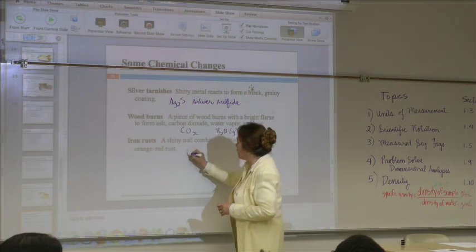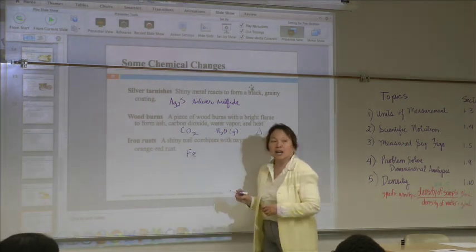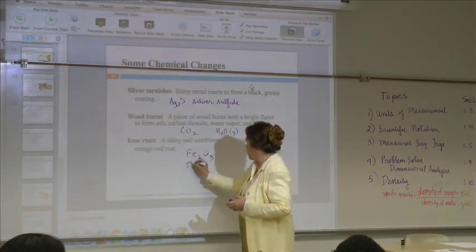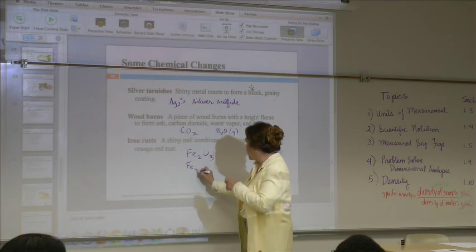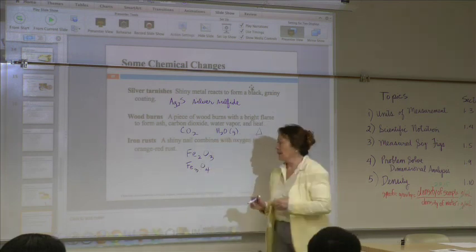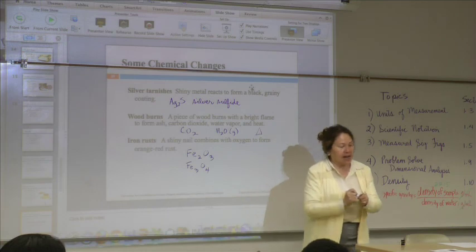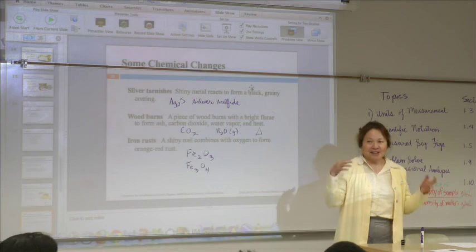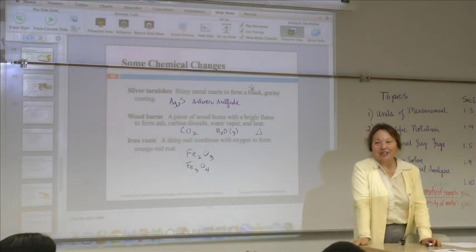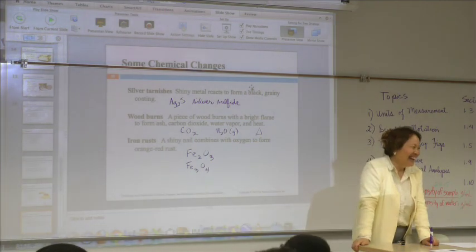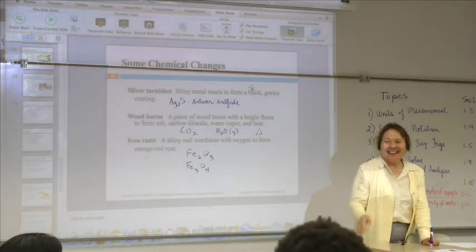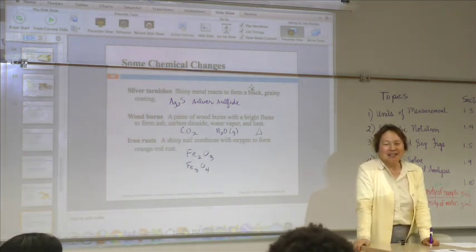Iron rusts. What's iron? It's Fe, right? What's iron when it rusts? It becomes Fe2O3 or Fe3O4, or different types of iron oxides. You see cars rust, right? What about our body when we rust or oxidize? It's called aging. Right? So oxidation, we'll learn that a little later in the chapters.